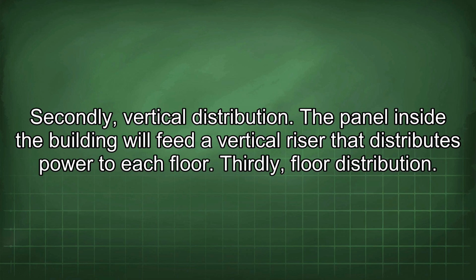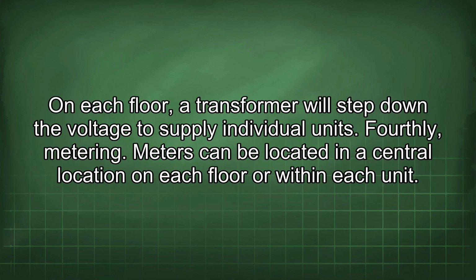Secondly, vertical distribution. The panel inside the building will feed a vertical riser that distributes power to each floor. Thirdly, floor distribution. On each floor, a transformer will step down the voltage to supply individual units. Fourthly, metering. Meters can be located in a central location on each floor or within each unit.